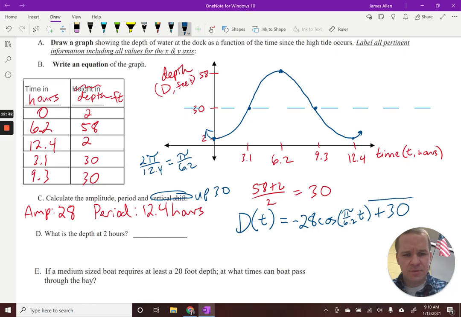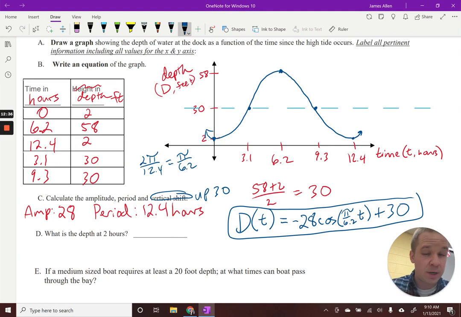So let's think about answering some questions here, and then I want to do maybe a little bonus action with this one because I find it quite interesting. So what is the depth at 2 hours? Well, how can we figure that out? I'm going to bust out my TI-84 and plug this in. Now remember, we did calculate this with radians, so we do want to be in radian mode. So make sure you adjust that to radians right now before you plug it into your calculator.